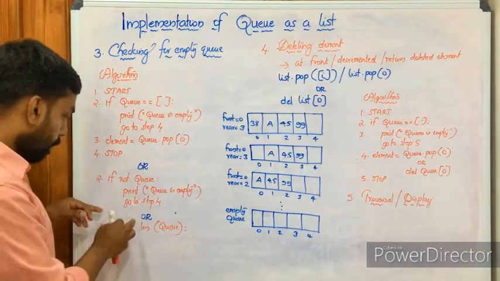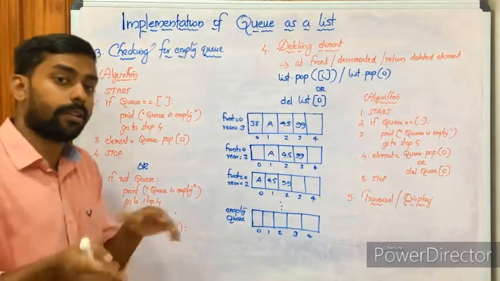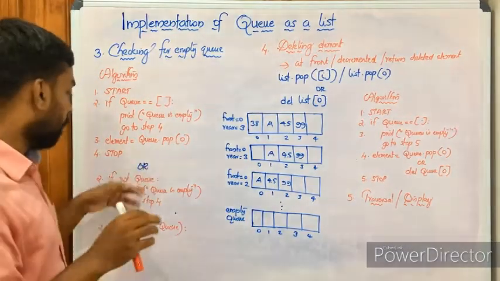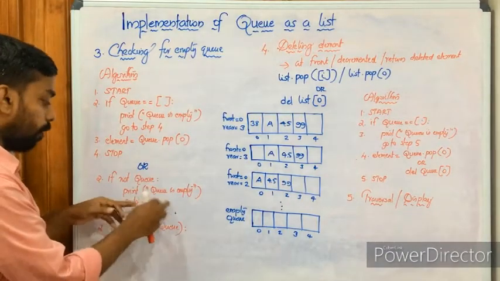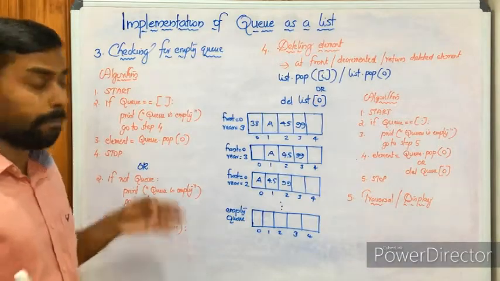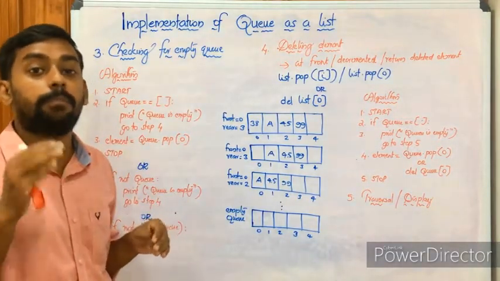Okay, the same. Or if not len of q, in the sense there also we are applying the not operator. Okay, it means q is empty. Print q is empty, go to step 4, the first step is of course stop. Otherwise, the third step is q dot pop of 0. Okay, so these are the 3 different ways you can check for empty q.